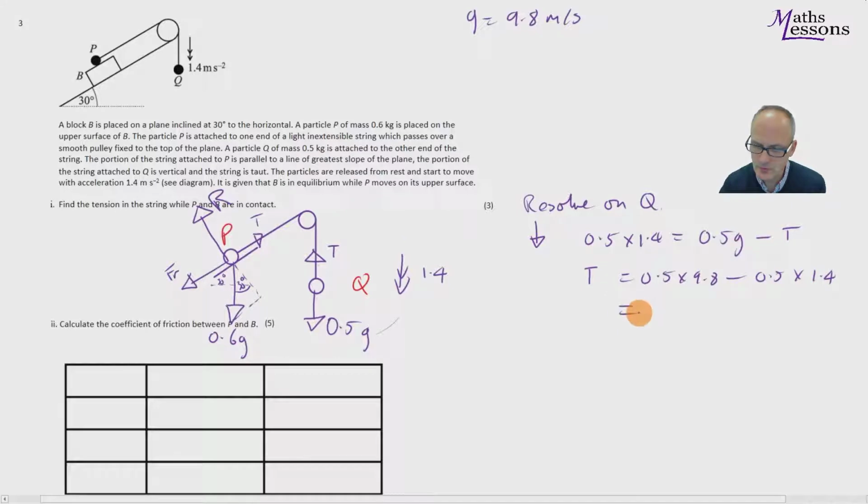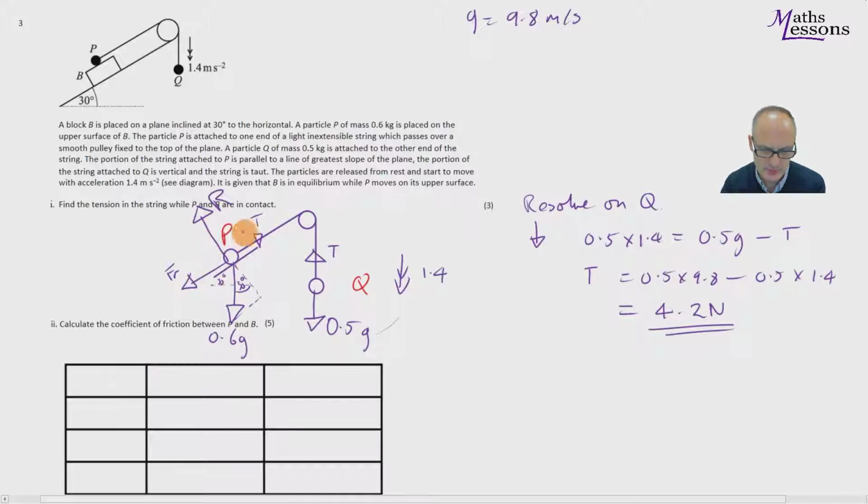And when we work that all out, we get 4.2 newtons. Now what you'll see is I've drawn a little table here to make things a little bit easier when it comes to doing this system. And if you're not certain, you can use a table to do these ones if you're a bit uncertain here.